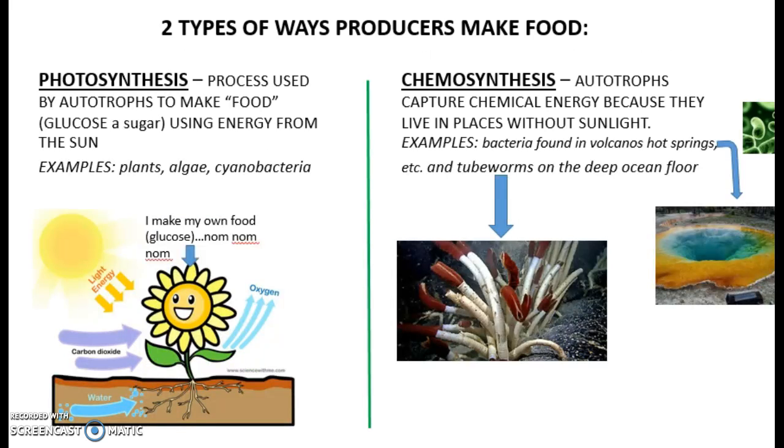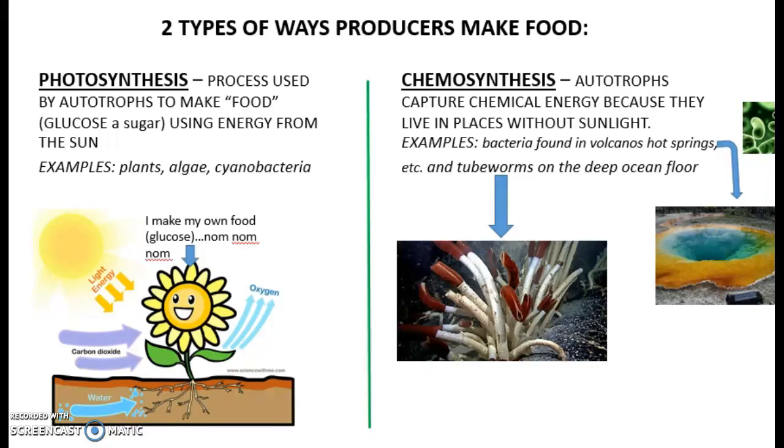All right, so two ways producers can make their own food. The first is photosynthesis, and that is a big long word, but most of you have heard about it in elementary school. Photosynthesis is the process used by autotrophs to make their own food. They use energy from the sun plus carbon dioxide and water, and they give off oxygen. That little sunflower there makes its own food. That food is called glucose. Examples of organisms that use photosynthesis would be plants, algae, and cyanobacteria.